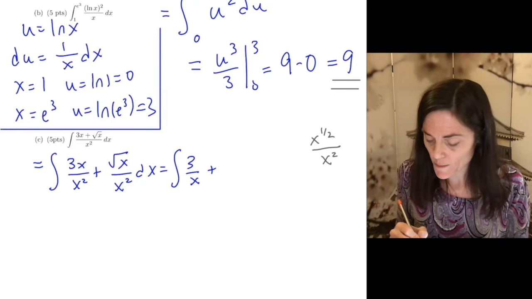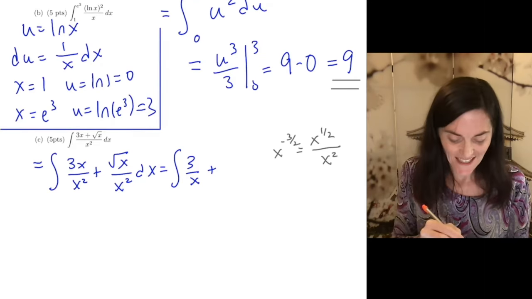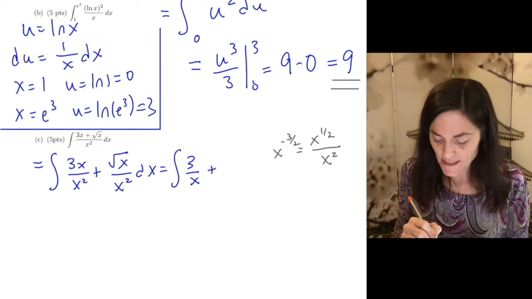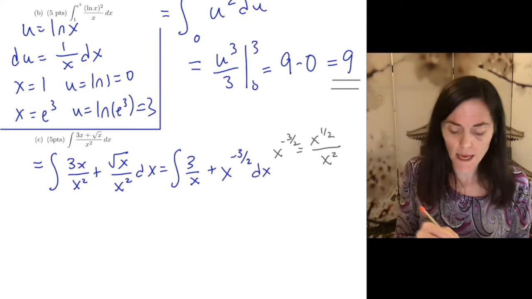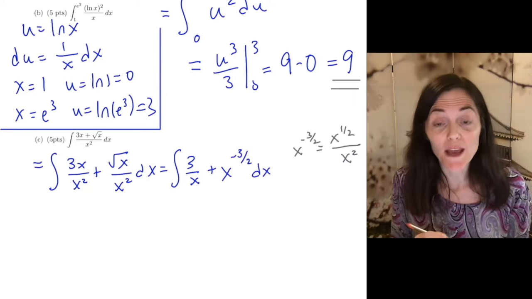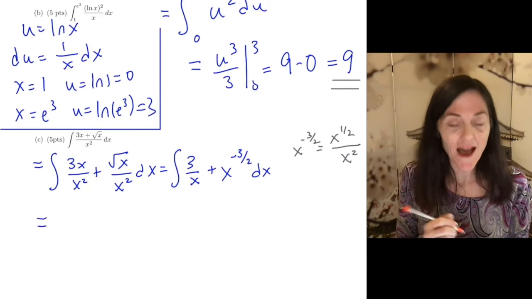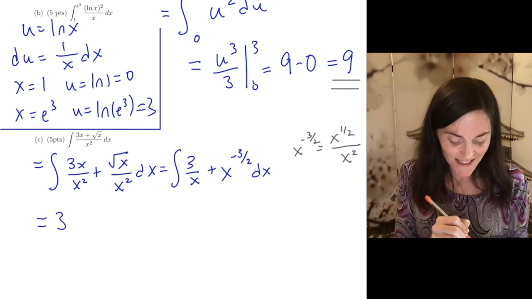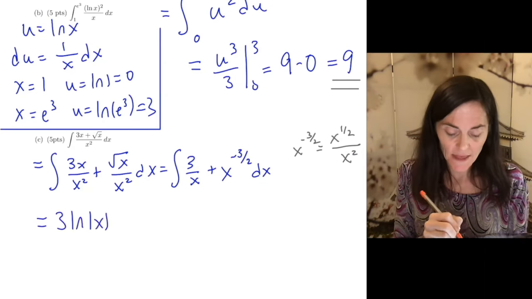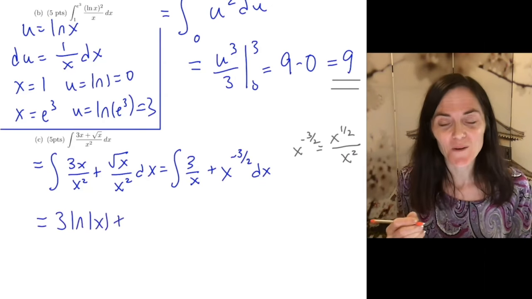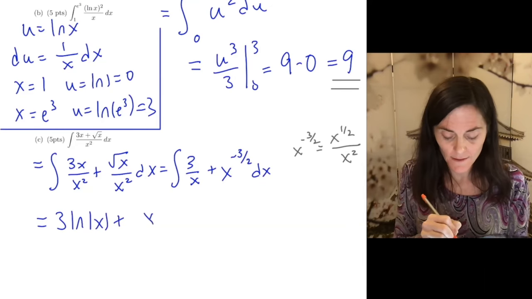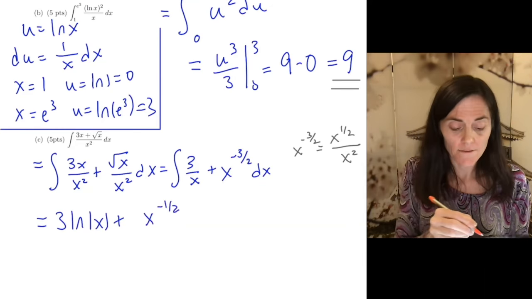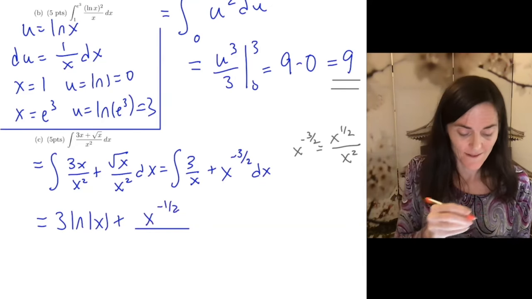Maybe I should write that as part of my side work. This is minus 3 over 2. So the second term, as I was just saying, this is x to the minus 3 over 2. And then I have dx. When we integrate 3 over x, this is not a power rule. This is 3 ln absolute value of x. And then here, the second term is a power rule. We add a power, divide by the higher power.